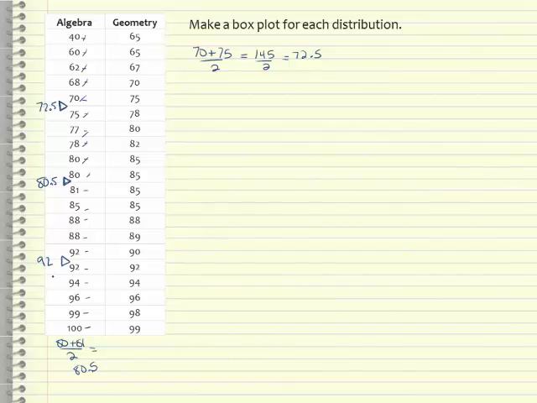My next quartile is going to be 92. So those are my ranges for Algebra 1. Next, I'm going to look at geometry.